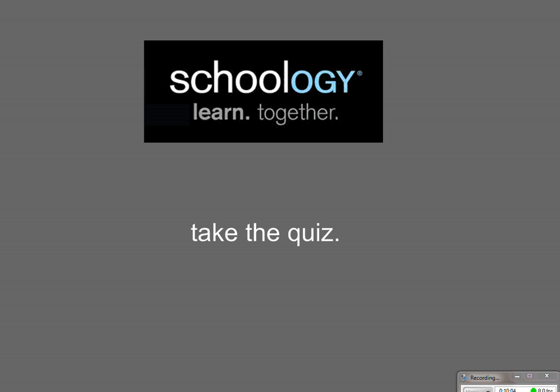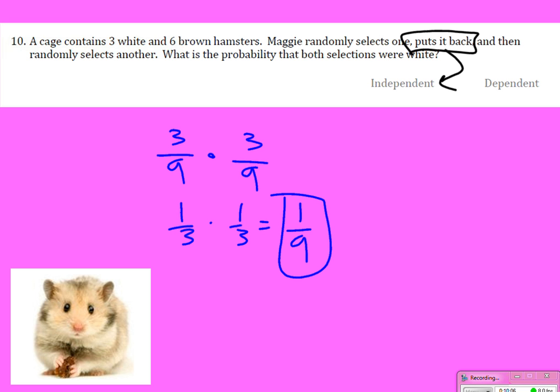All right, don't go take the quiz on Schoology because it's not really there. Get any questions answered you need to, but be very, very picky. Look for wording. Look for putting things back or with or without replacement. That will tell you if it's independent or dependent, and then just multiply them together.